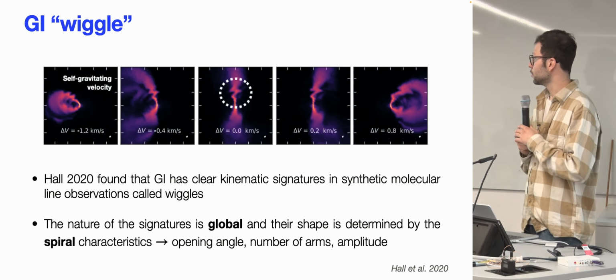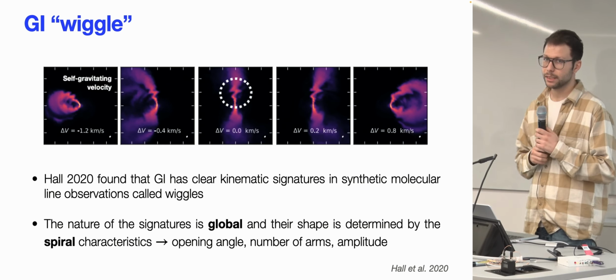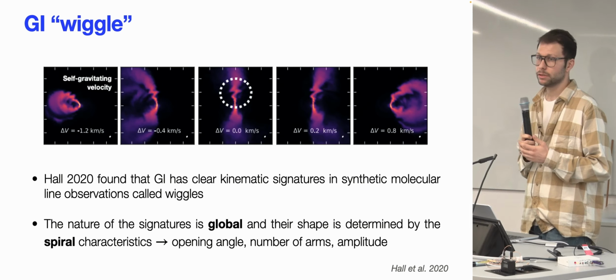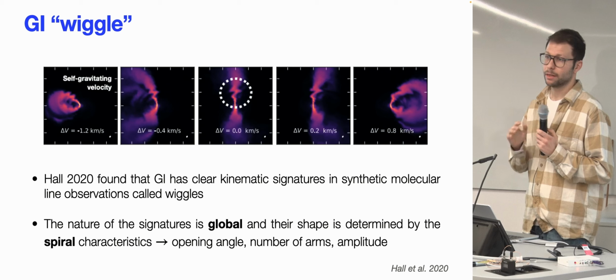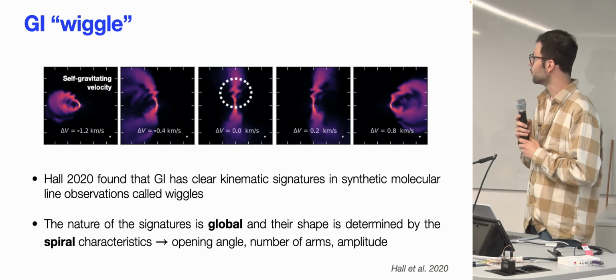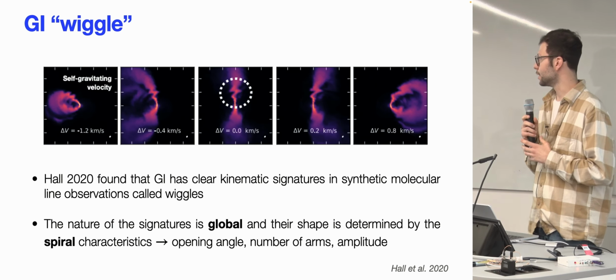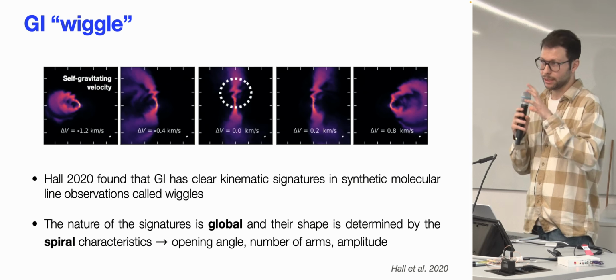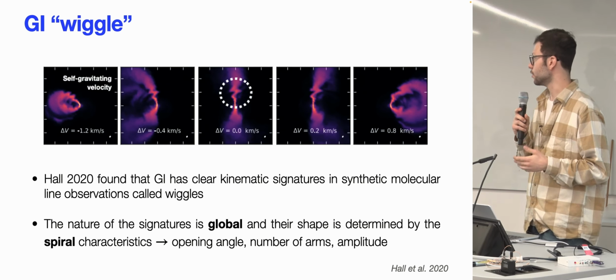In particular, in 2020, Cassandra Hall found that gravitational instability has clear kinematic signatures in molecular line emission. She studied this problem through hydrodynamical simulations and radiative transfer. And she observed that gravitational instability perturbs the disk globally, so in every point of the disk and also in every channel, so in every velocity.